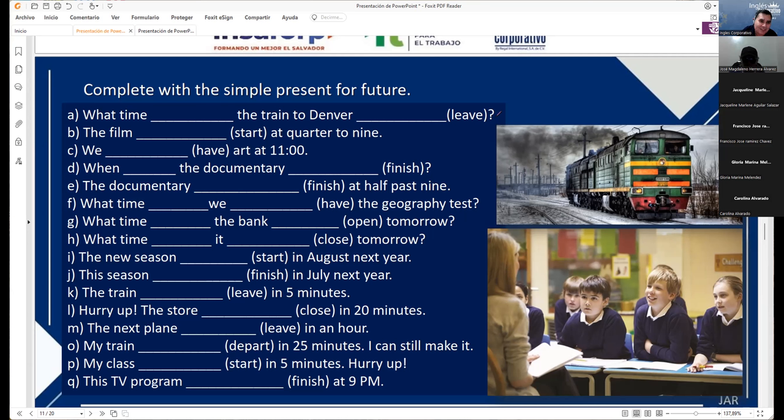It's like you say in Spanish, right? ¿A qué hora sale el tren para Denver? What time does the train to Denver leave? Last train to London. You remember the song, right? Last train to London. Is leaving now. Okay, so what time does the train to Denver leave? And B, the film starts at 8:45. Okay, so you're going to complete the others. Let's go to the groups and please complete the others.